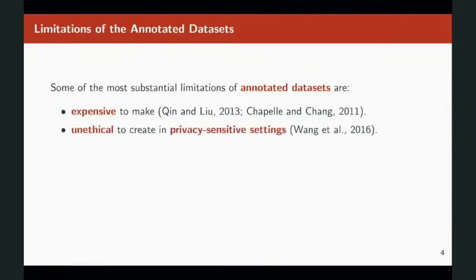They can be unethical in certain cases. To create a data set, for instance, if you're ranking personal emails or personal files or anything that's privacy sensitive, you don't want experts to look at someone else's emails or documents from a different company, etc. So in these cases, you can't really make a data set because you're not allowed to have experts look at the data in detail.